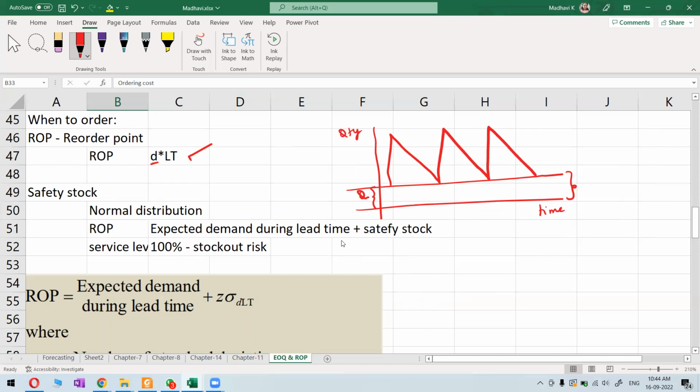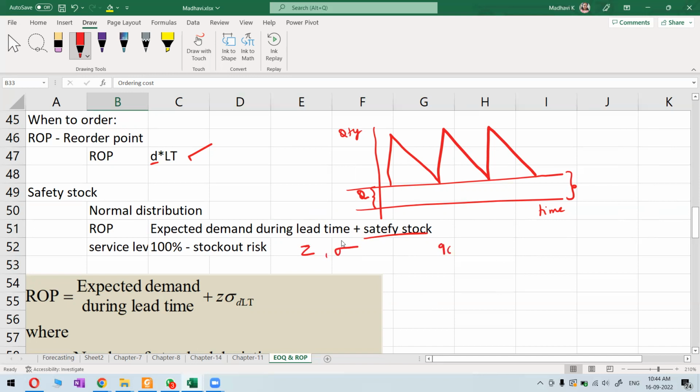So this quantity is called safety stock. And that safety stock is what we are actually calculating. What we are saying is it is not just the expected demand, but we also need to consider the safety stock for the reorder point. And this safety stock is determined using the stock out risk or the service level. So here the QT concepts come into picture: the Z score and the standard deviation and all those things.